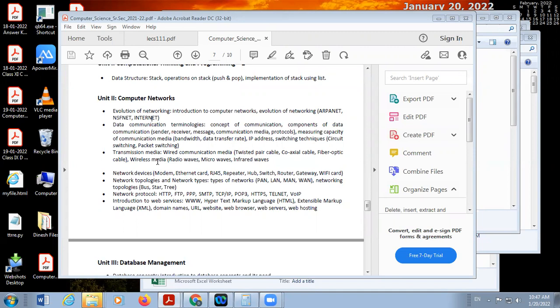Yesterday we discussed the evolution of networking, the introduction of computer networks, and the evolution of networking like ARPANET, NSFNet, and the internet. We discussed these terms and their importance. Then data communication technologies. We discussed the concept of communication, what is communication, components of data communication: sender, receiver, message, communication media, and protocol. Then measuring the capacity of communication media like bandwidth, data rate, and data transfer rate, we have discussed. Now we are going to discuss switching techniques, okay?